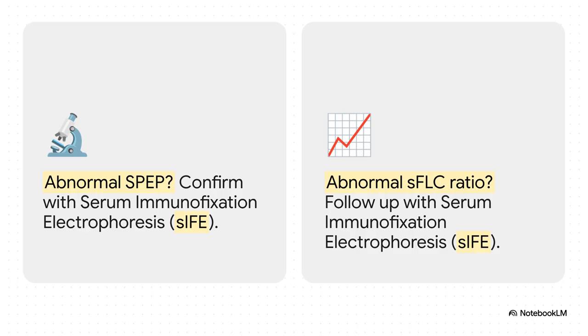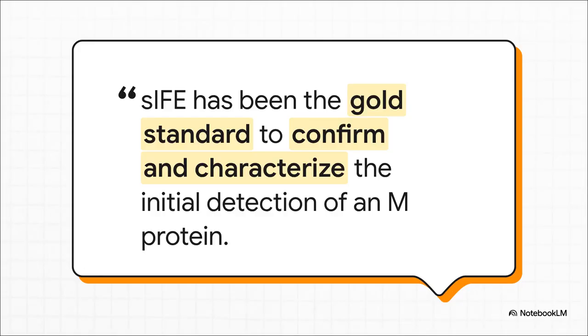Your confirmatory test is serum immunofixation, or SIFE. That's how you lock in the finding. And there's a really good reason for this. As the guideline itself points out, SIFE is the gold standard. It does way more than just say, yep, there's an M protein. It tells you exactly what kind it is, like IgG kappa or IgA lambda. And that little detail is absolutely crucial for figuring out the patient's prognosis down the line.